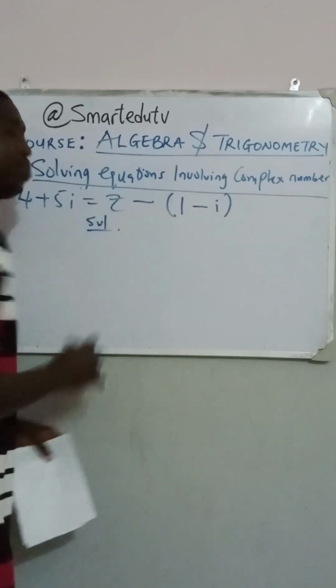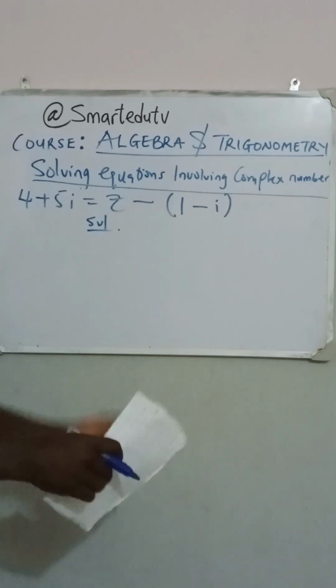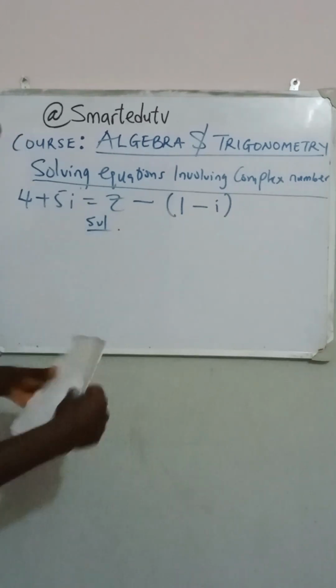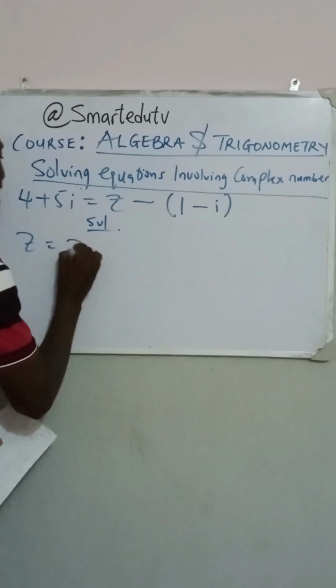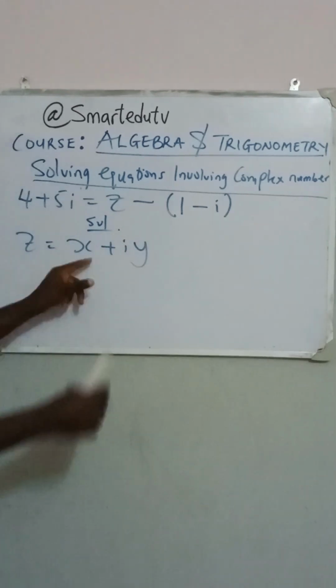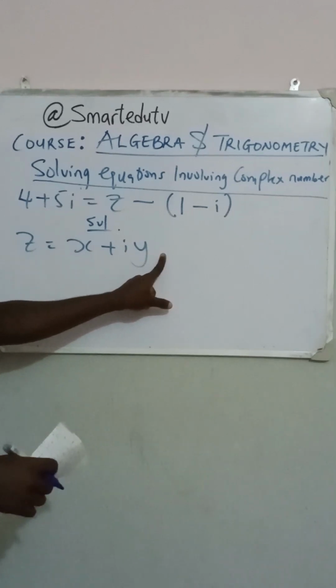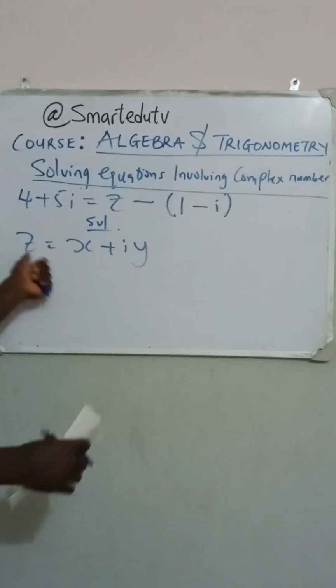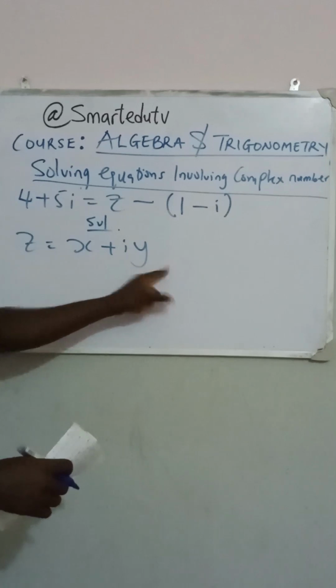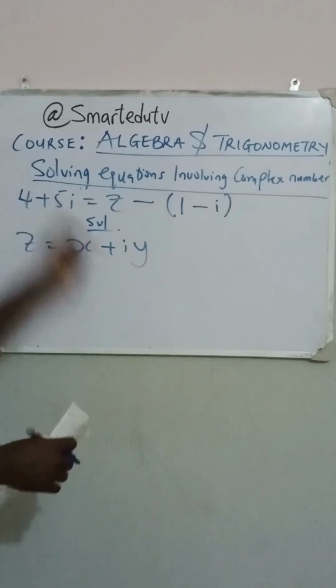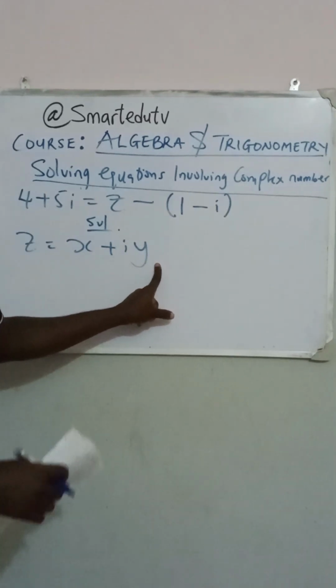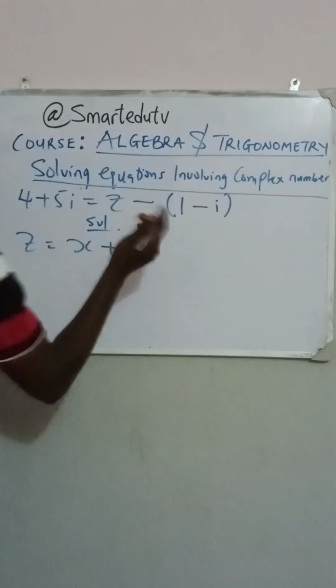Solution. So please, let's take note. Under complex numbers, z is defined as x plus iy. This is standard. Please take note of this. Z is defined as x plus iy, where x is the real part and y is the imaginary part.